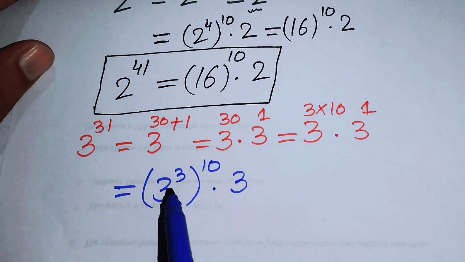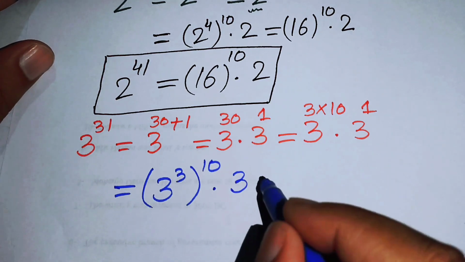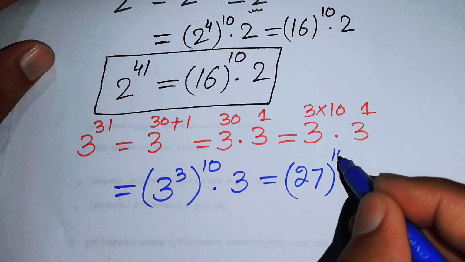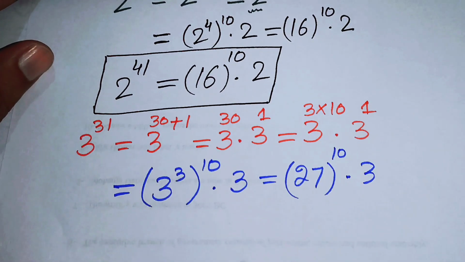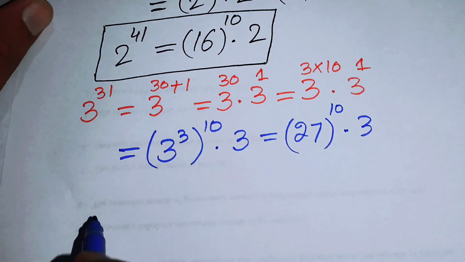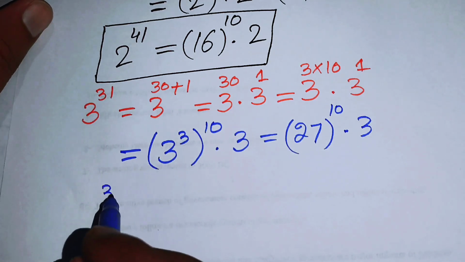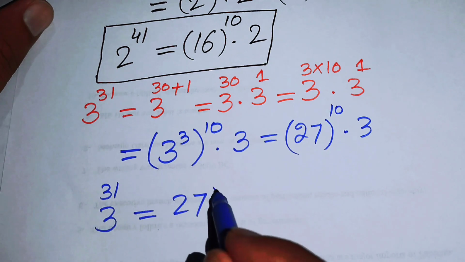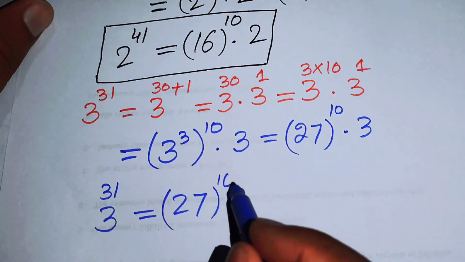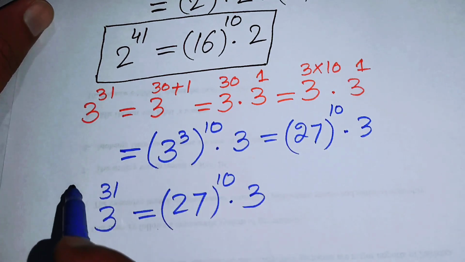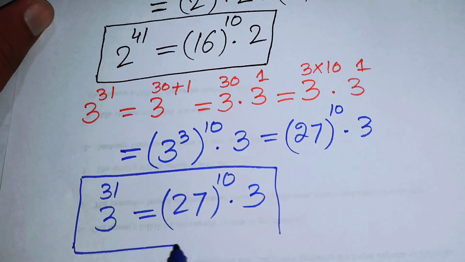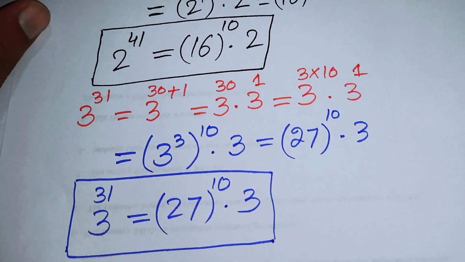So 3 to the power of 3 is equal to 27, and its whole power 10 into 3. So finally we can write 3 to the power of 31 is equal to 27 to the power of 10 times 3. So this is the value of the second number, which is 3 to the power of 31.